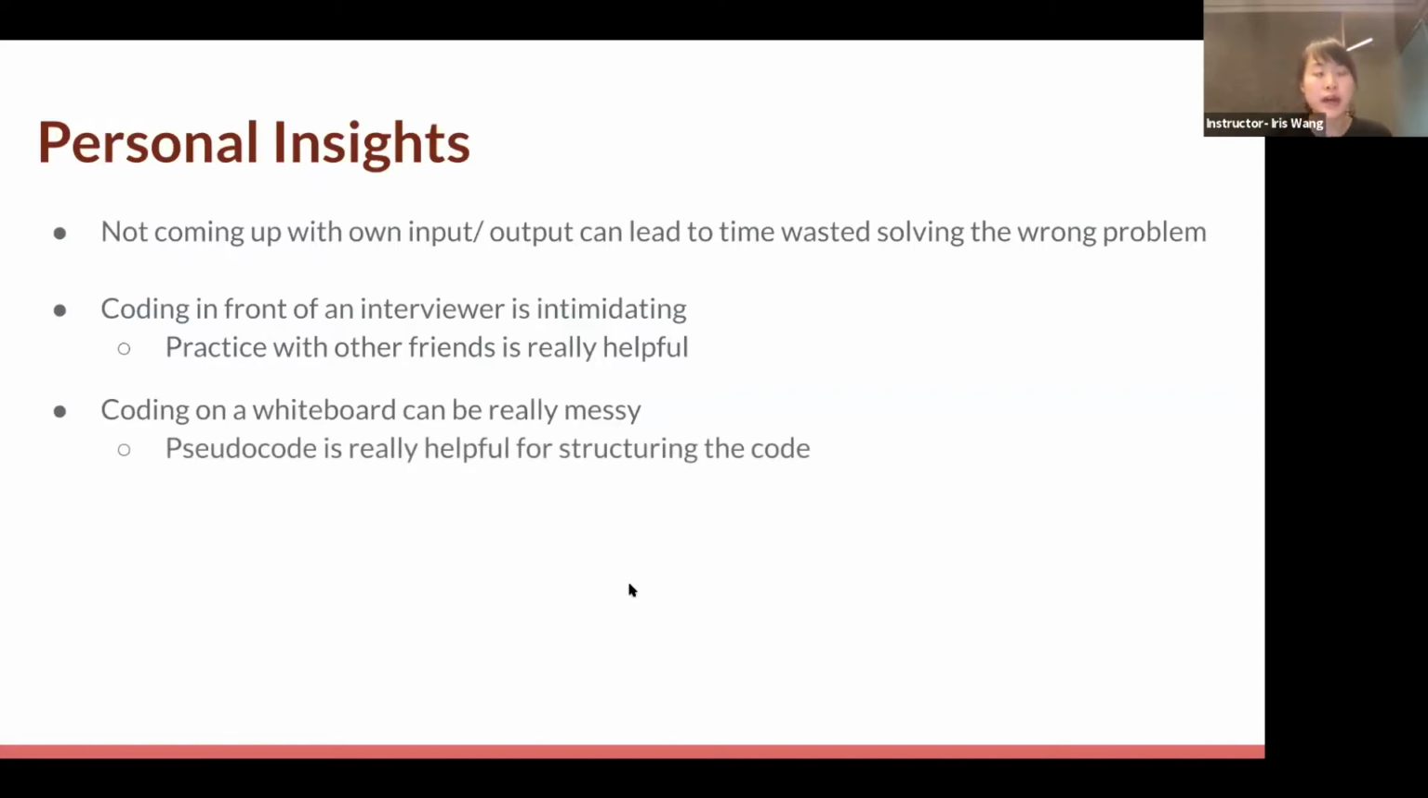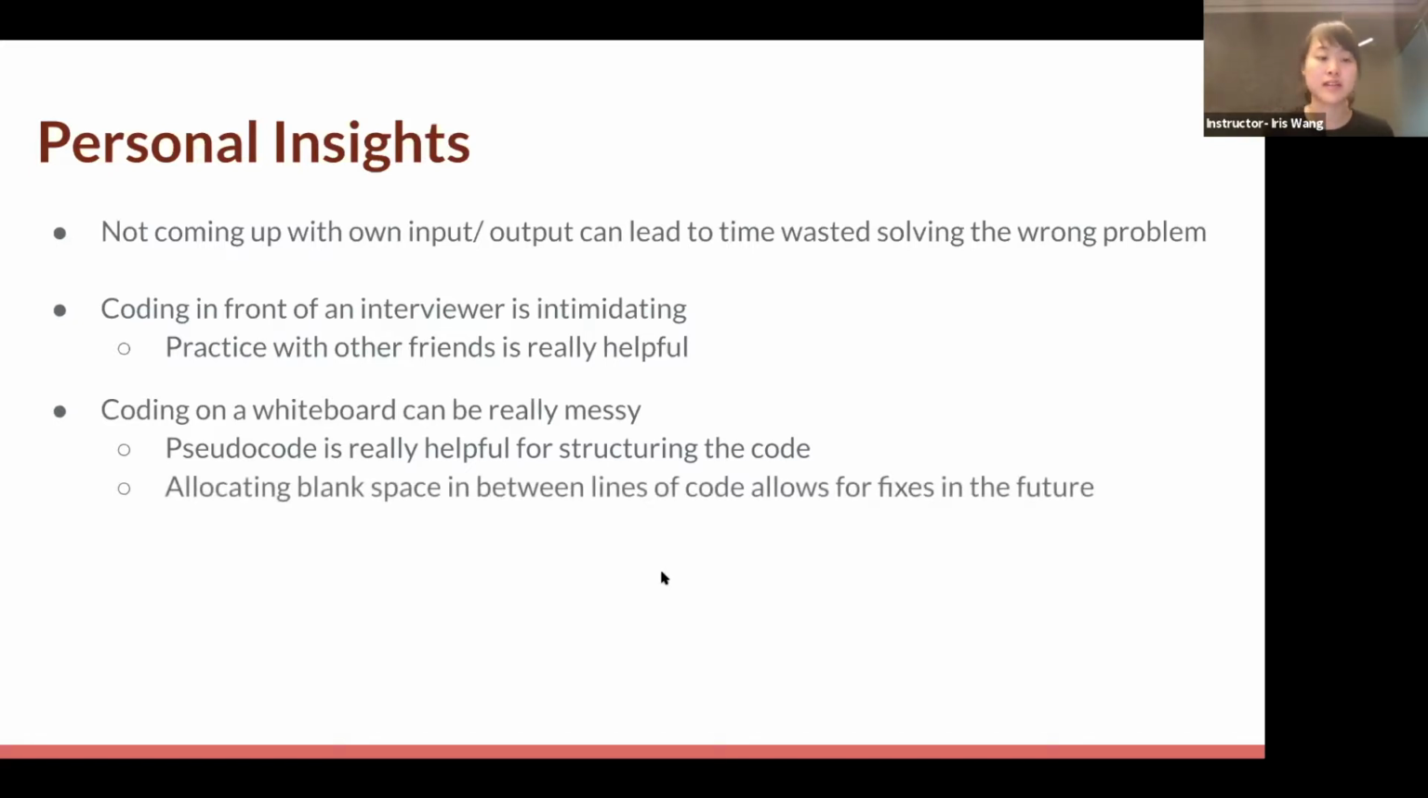And aside from that, the last thing I've learned is that pseudocode is really helpful for structuring the code. Sometimes all my thoughts are in my head, but if I write my general thoughts down really quickly, it helps me. It helps me especially because I'm nervous and might be forgetting things, but having some structure to follow is really helpful. And lastly, those are just a few whiteboard tips that I've talked about. So yeah.